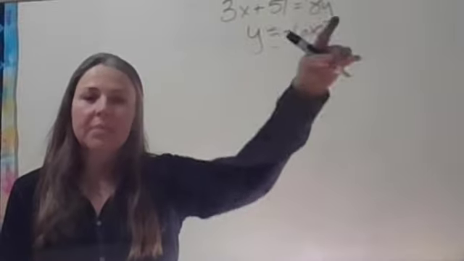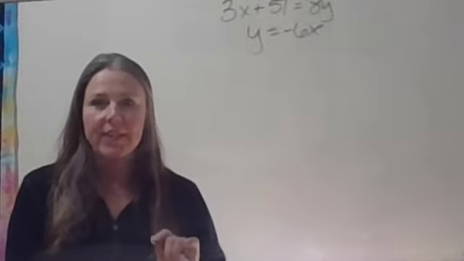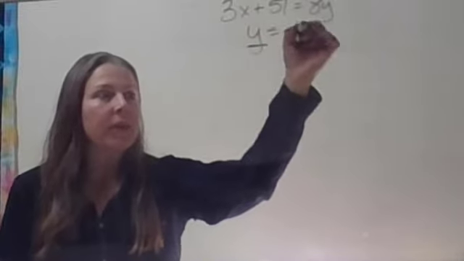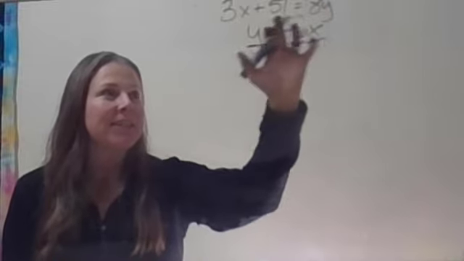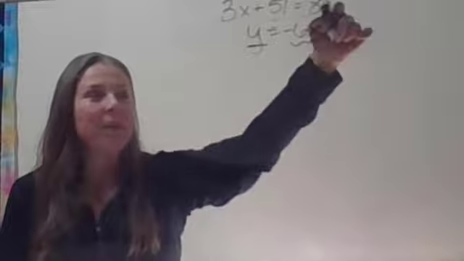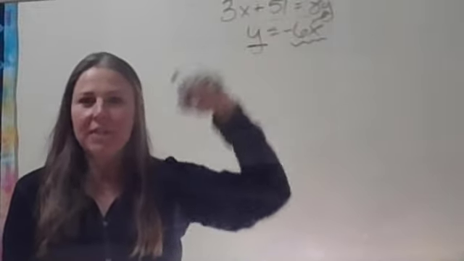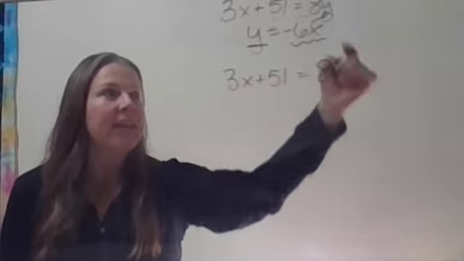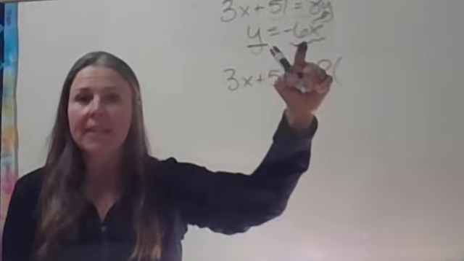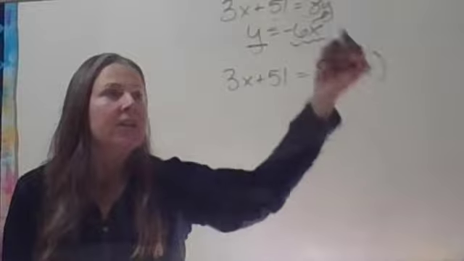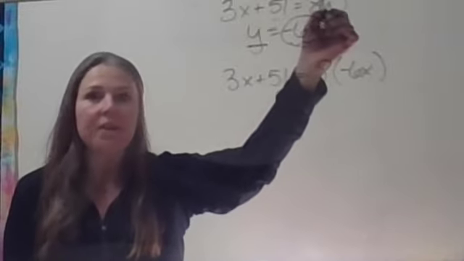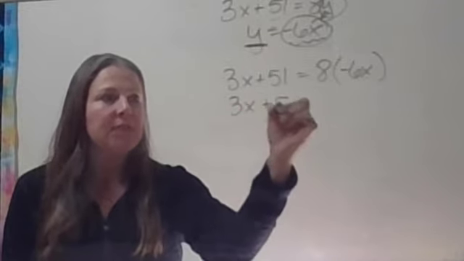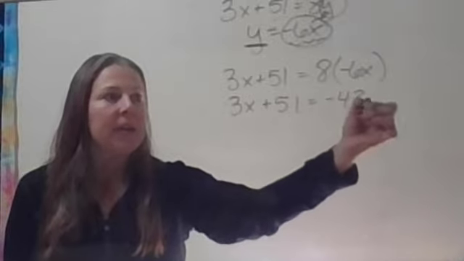Now we have 3x plus 51 equals 8y, and y equals -6x. So since y is equal to -6x, we're going to substitute the -6x in for this y. It's kind of weird because the y is on the right this time, and we're used to the y being on the left. So 3x plus 51 is equal to 8, and then instead of y, we're putting in y's substitute, which is -6x. So this -6x just substituted in for that y because it's equal to y. It's its equivalent. So 3x plus 51 is equal to -48x.